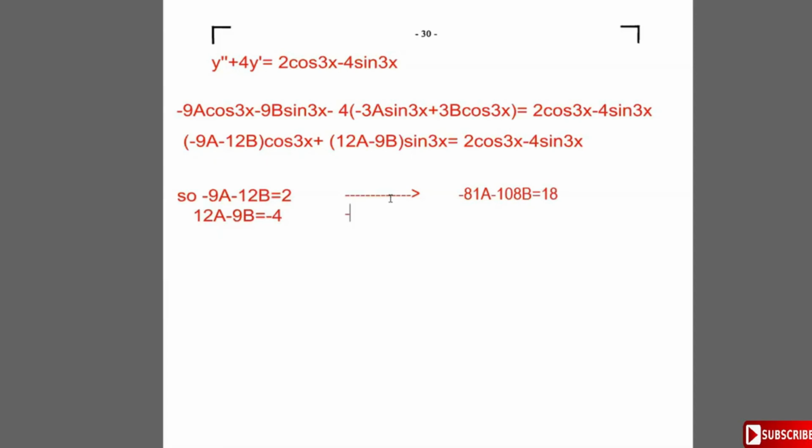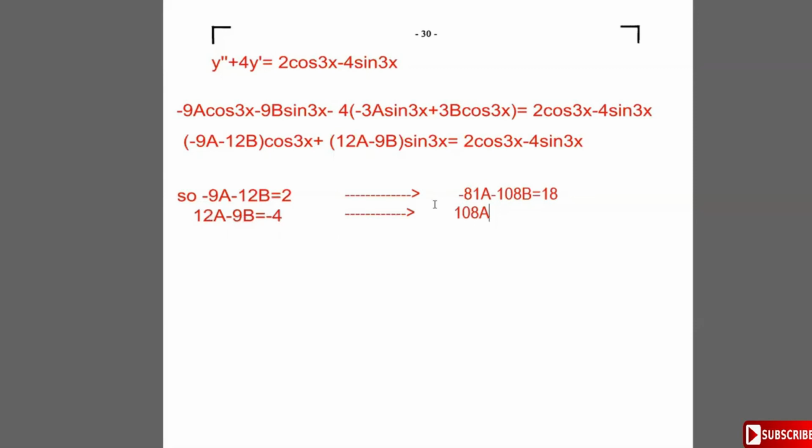Then multiply the second equation also by 9 now. I'm getting 9 times 12, that's 108a. Multiply the first one by 9, that's good. And then I need to multiply the second one by 12.